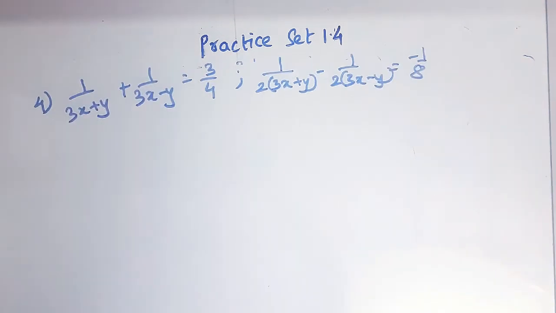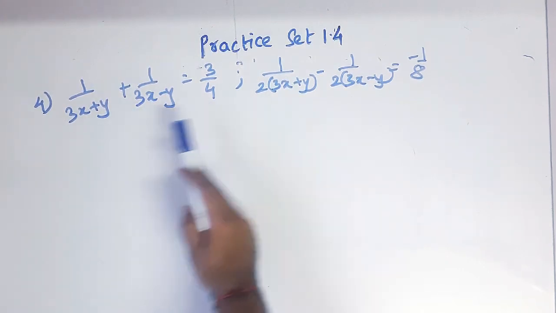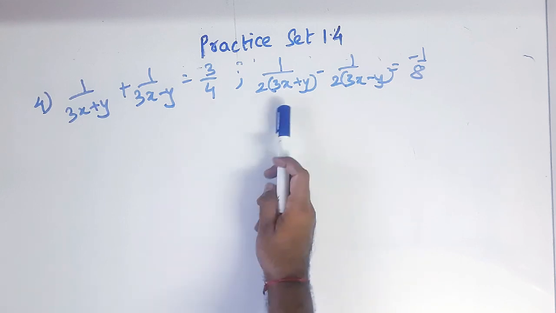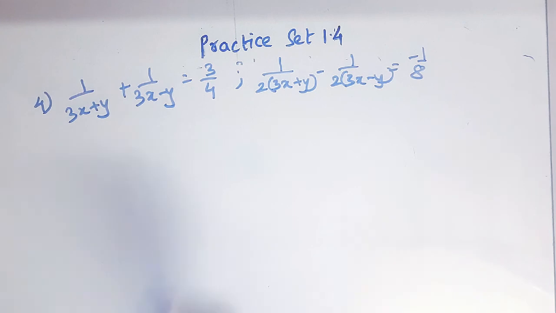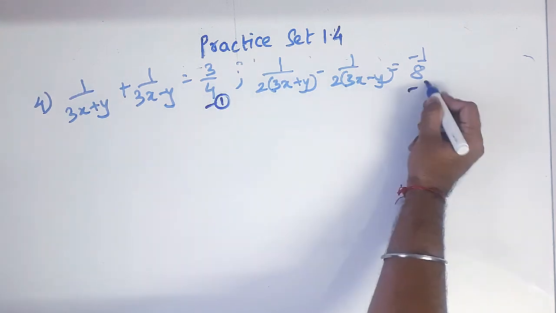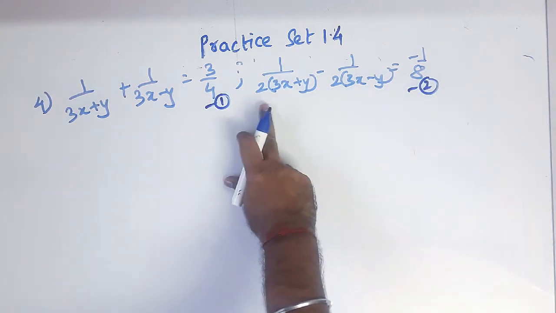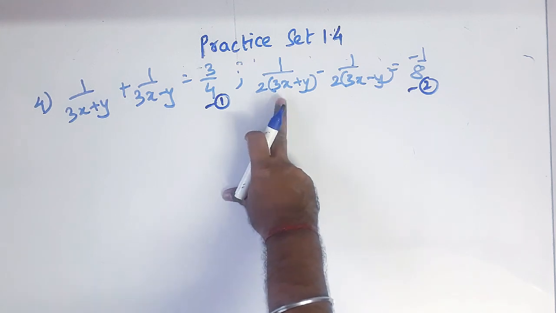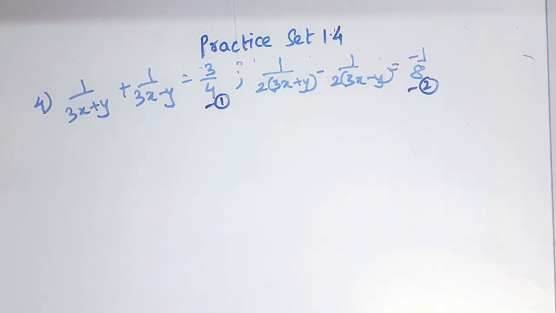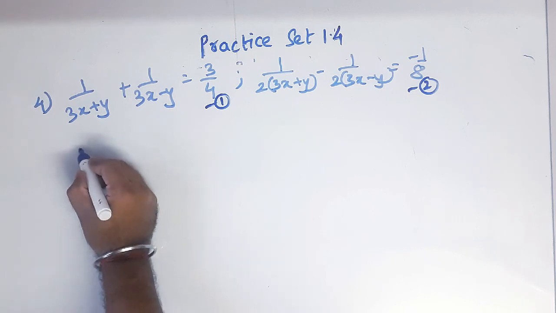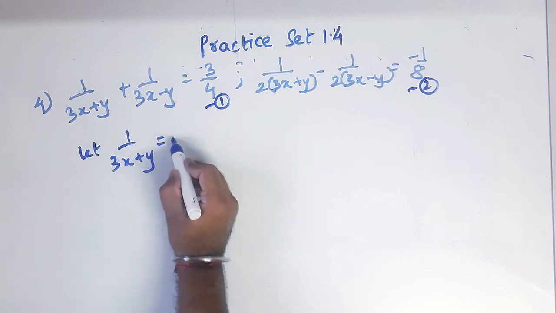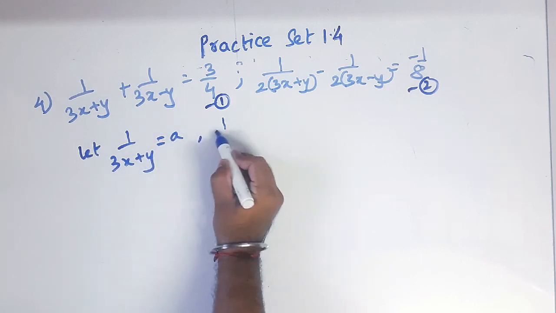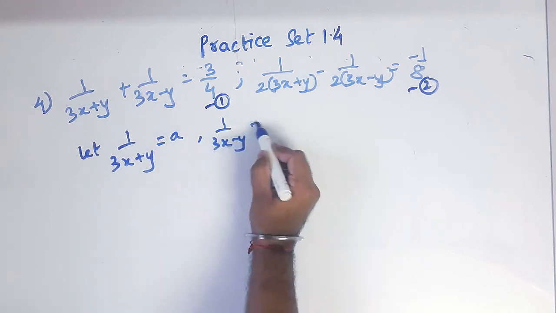Okay, so sum number 4th, you can see here x plus y are not only in the denominators, but here in second equation, let us name this as 1 and 2. The second one, you have 2 outside the bracket. Okay, so what we'll do is, let 1 upon 3x plus y is a and 1 upon 3x minus y as b.